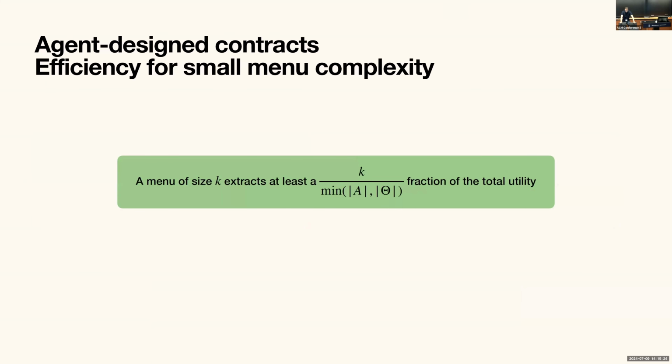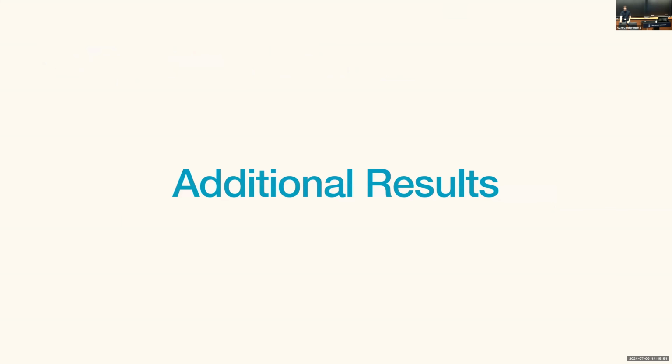Also, we have a characterization of the utility that can be extracted by a menu of small size k, which is k over the minimum between the number of actions and the number of types. So you can argue that this gives enough, and this bounds the gap. So it always gives this, and there are instances in which this is the best you can do. We have some additional results for this problem.